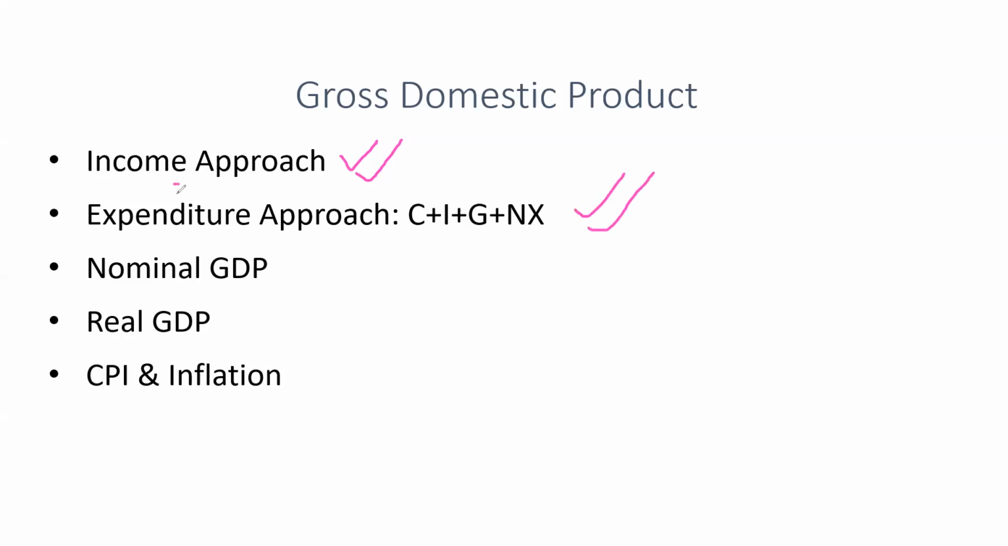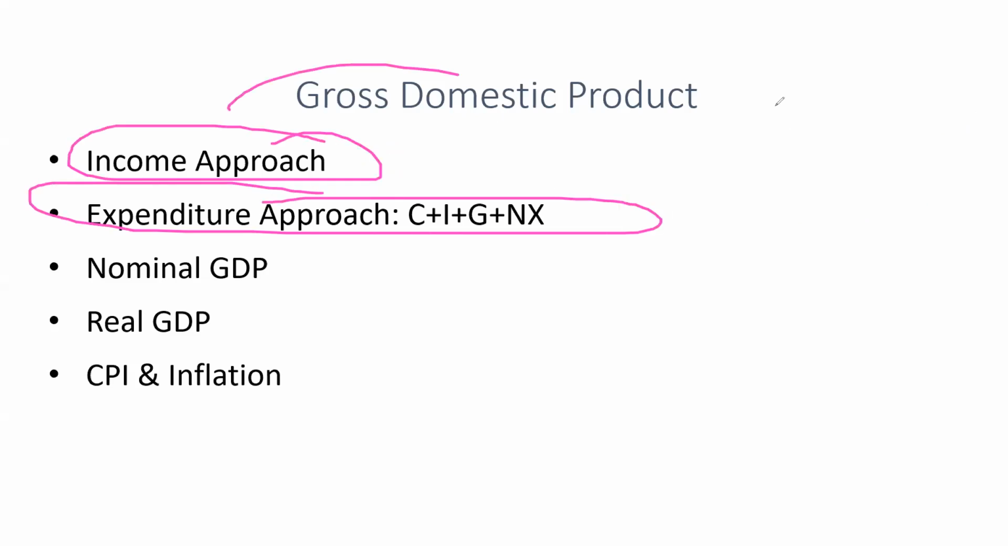Remember, income and expenditure should be equal in the economy, because if you're paying something to one person, that is your expenditure, isn't it? But for that person, that incoming money is actually their income. So what you are spending is somebody's income. What's going out of someone's pocket is going into someone's pocket. And that's why, whether we use income approach or expenditure approach, our GDP should be the same.